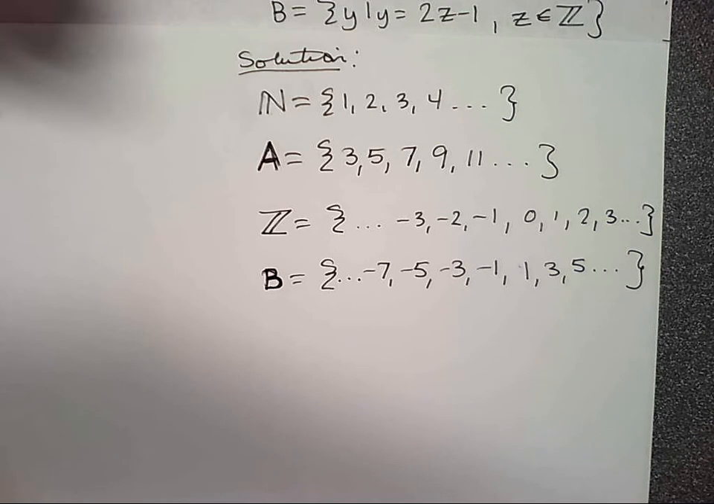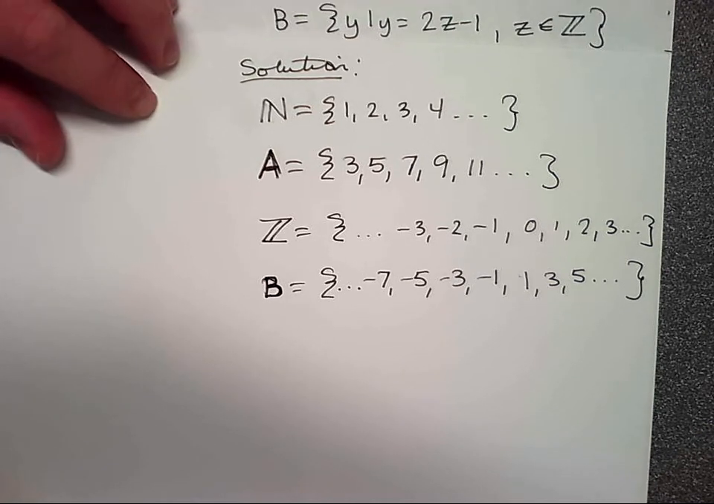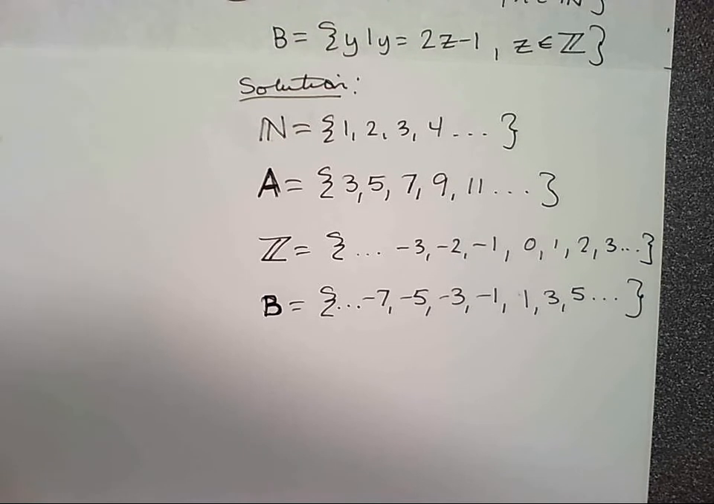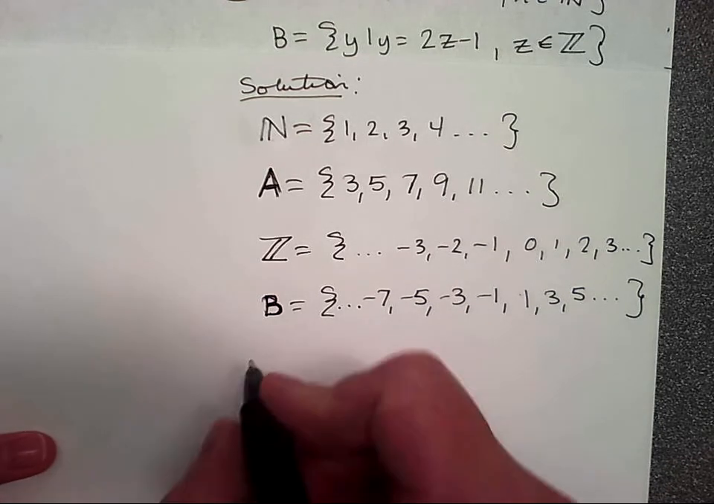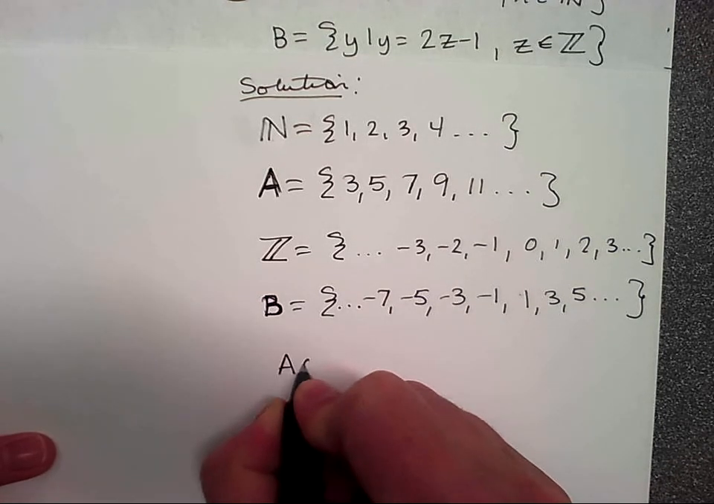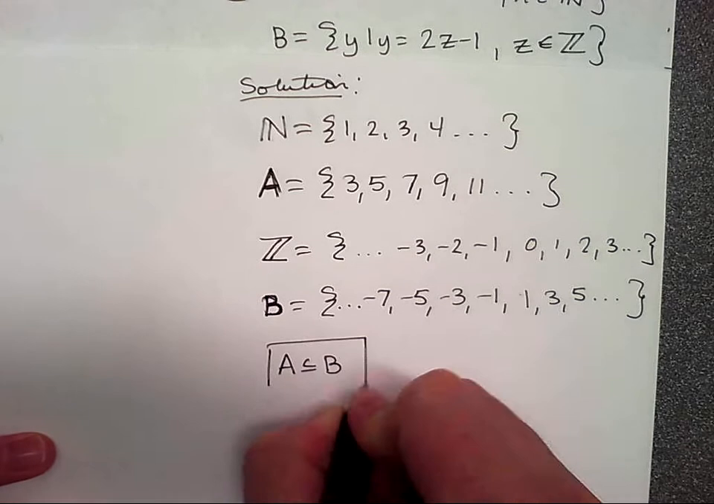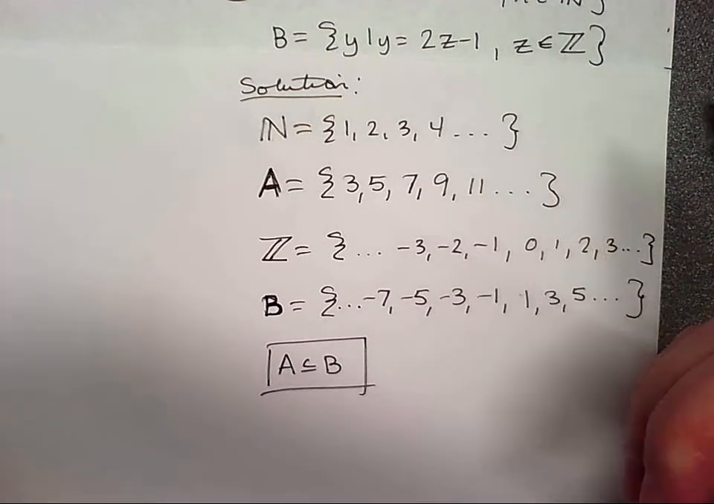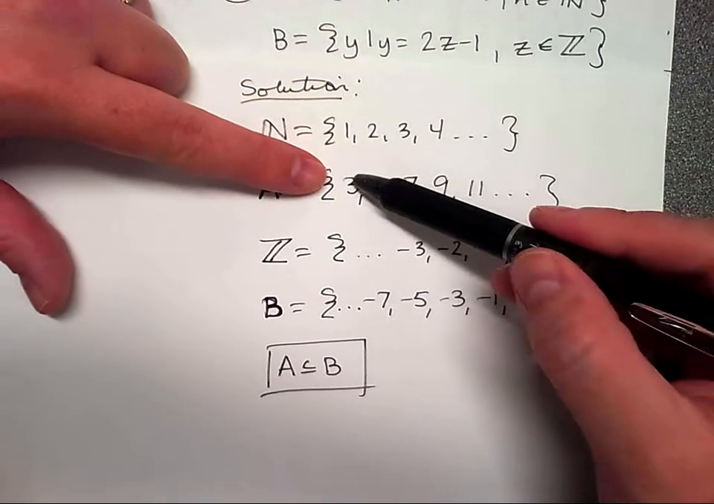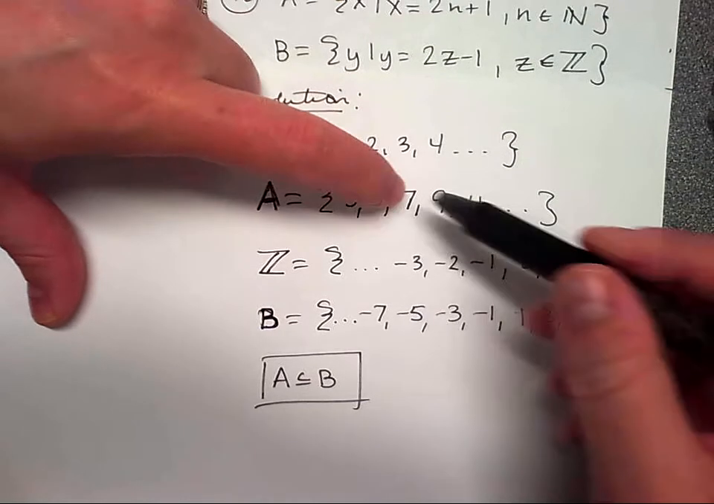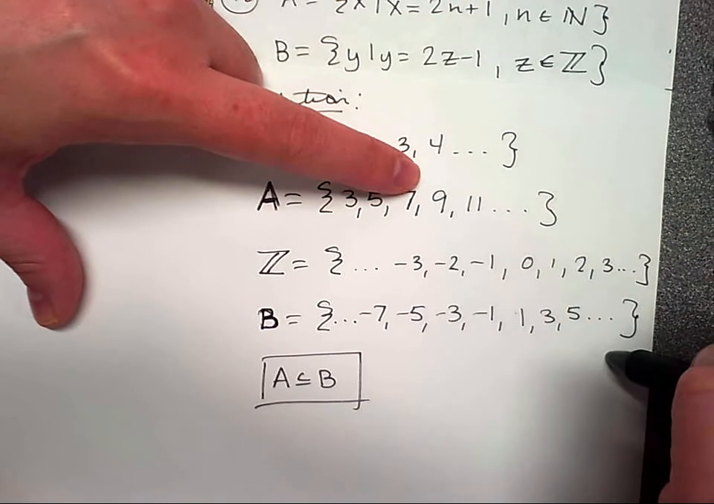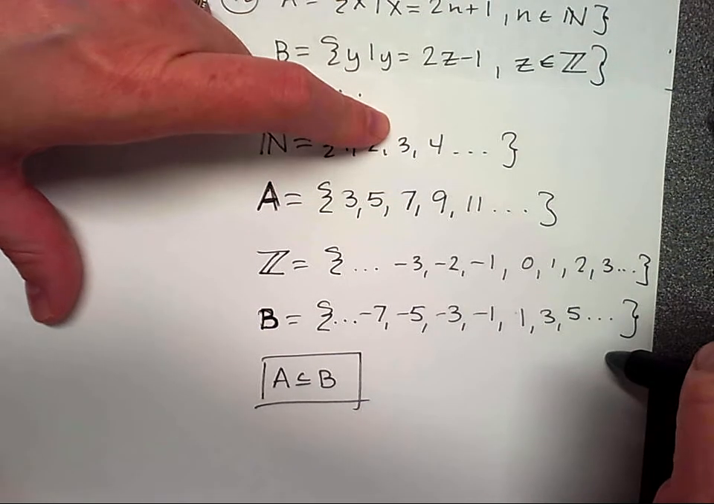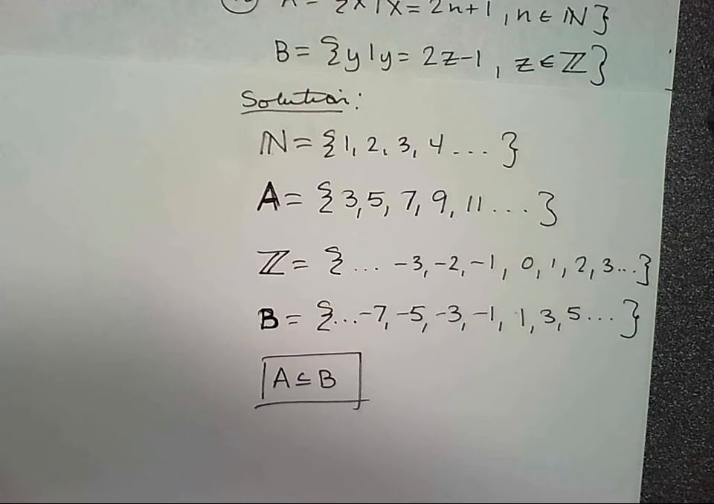Okay, so what do you guys think? Are all of the elements of one set also in the other set? Yes. A is a subset of B. All of the elements of A are also in B. Is that true? 3, that's in there. 5, that's in there. 7, 9, 11, right? Yep. So A is a subset of B. Good.